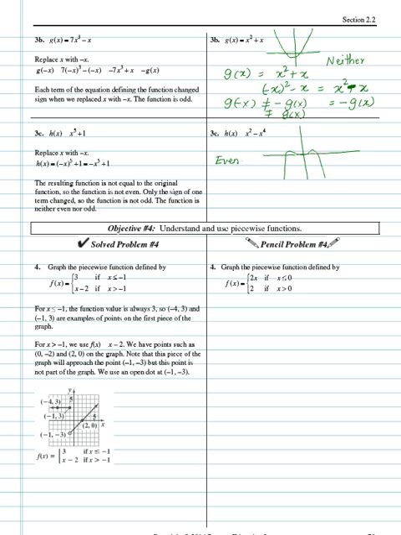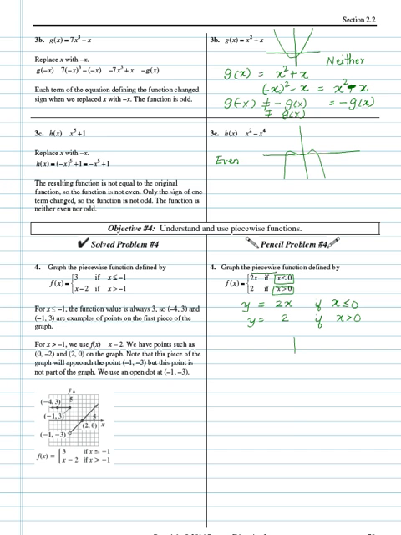Alright, piecewise functions. This is a piecewise function. The name itself tells you that we're going to draw the function piecewise. So we have two pieces here. One when x is less than or equal to 0, the other when x is greater than 0. The easiest way to look at the function is this way. y is equal to 2x if x is less than or equal to 0, and y is equal to 2 if x is greater than 0.